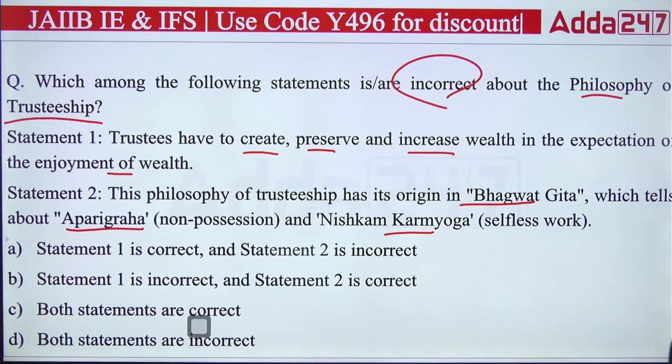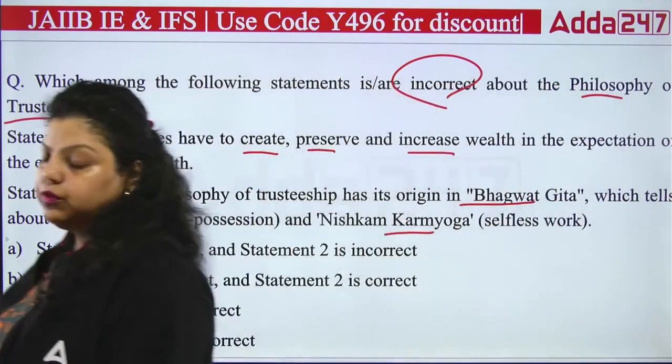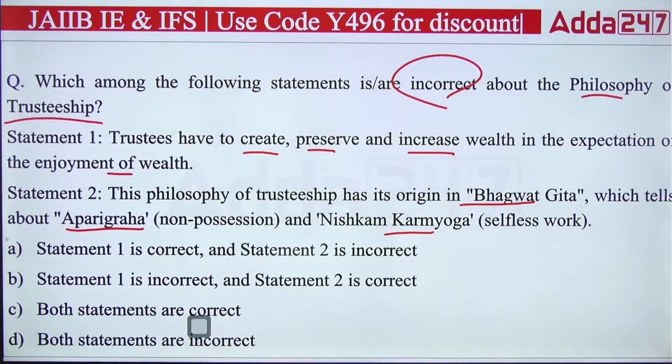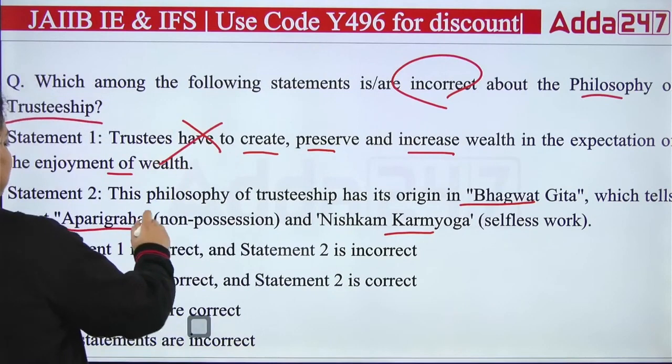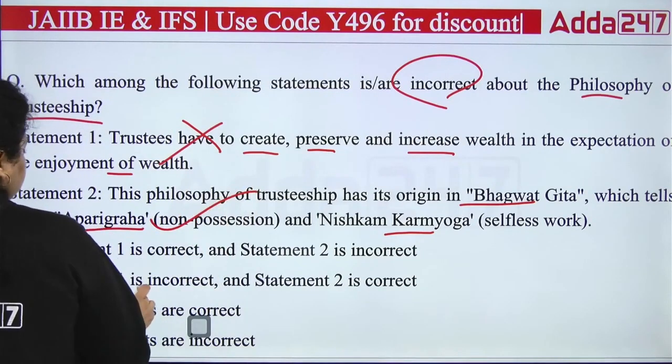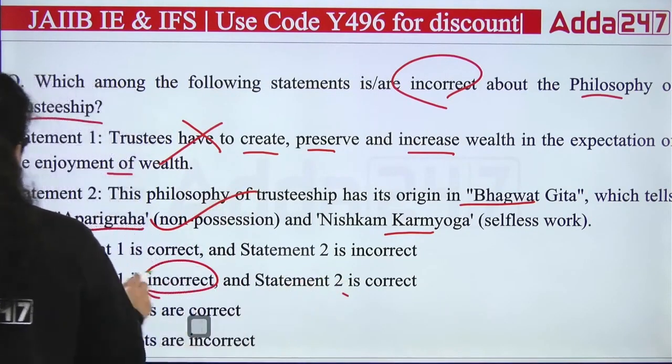Okay, so the right answer here will be, if you talk about the first statement, that is saying that you have to do that to get the enjoyment of wealth, this is not true, but the second is true. So the right answer is statement 1 incorrect, second is correct, so the right answer will be B.